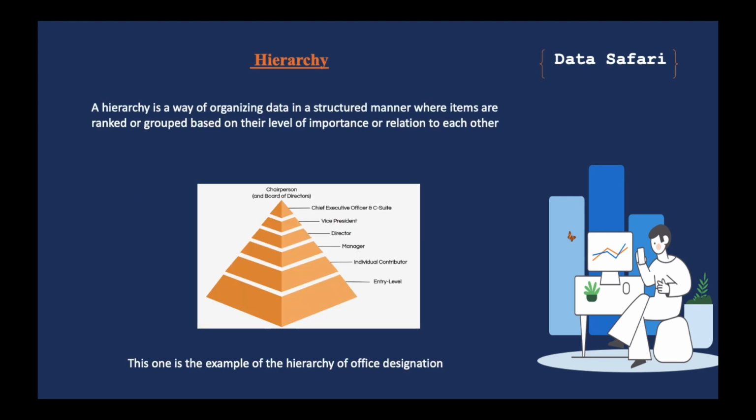A hierarchy is a way of organizing data in a structured manner in a layered fashion, where items are ranked or grouped based on their level of importance or relation to one another. For example, this one is the hierarchy of office designation. Here, the chairperson sits at the top of the hierarchy and the entry-level employees at the bottom of the hierarchy.